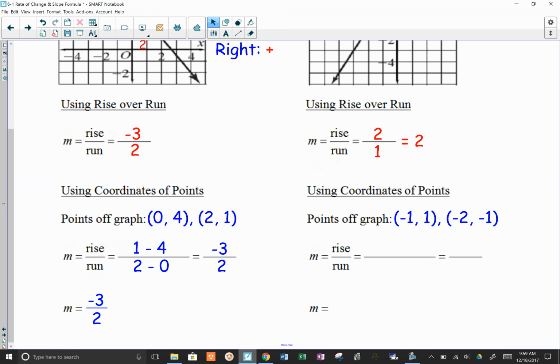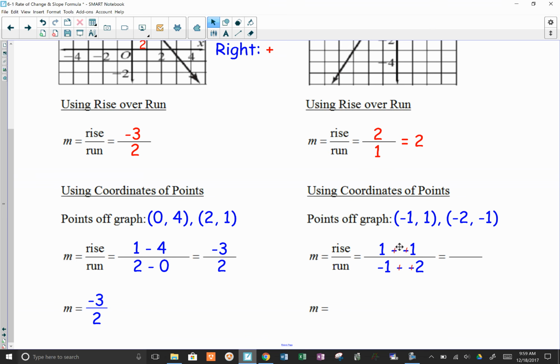Then again, using the coordinates, this time I actually flip the order. I will take the first point and call that x2, y2. You'll see when I show the work. And then the second point will be the x1, y1. It does not matter which point is your x1, y1 and which one is your x2, y2, as long as you keep x1 and y1 from the same point and x2 and y2 from the same point.